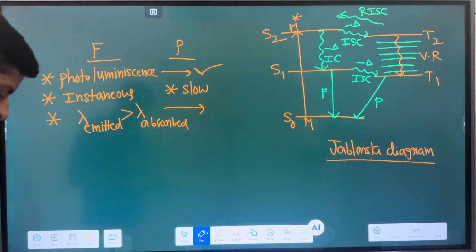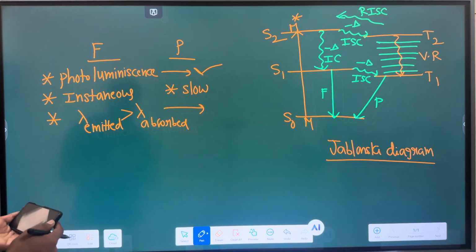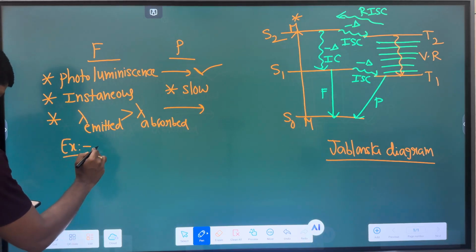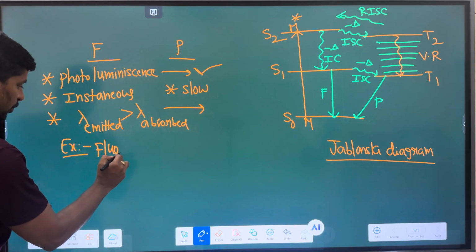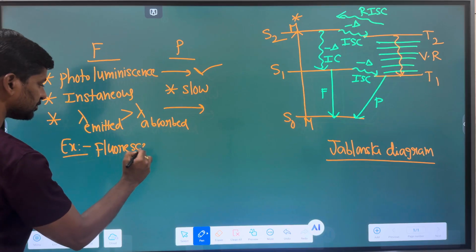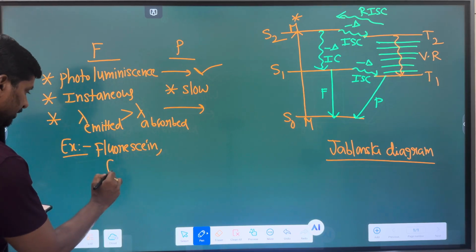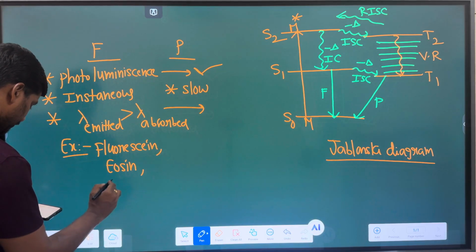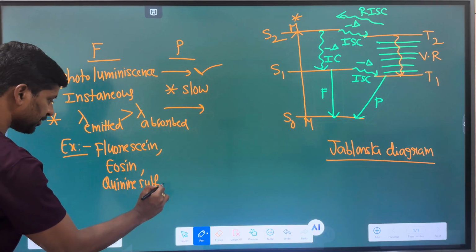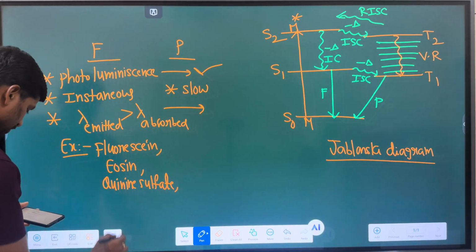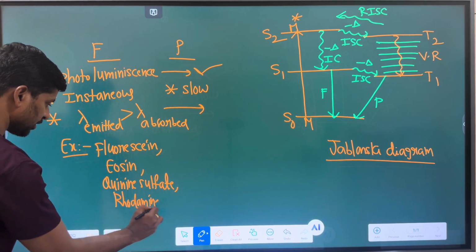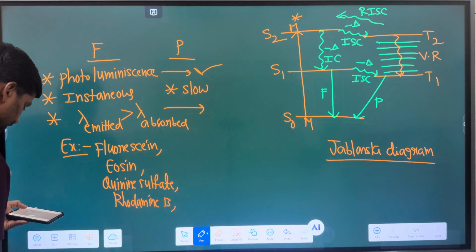And some examples for fluorescence and phosphorescence phenomena. For fluorescence, examples you may remember: fluorescein, eosin, quinine sulfate, rhodamine B. Just read it once and leave it, rhodamine B. Okay, these are some examples for fluorescent substances.